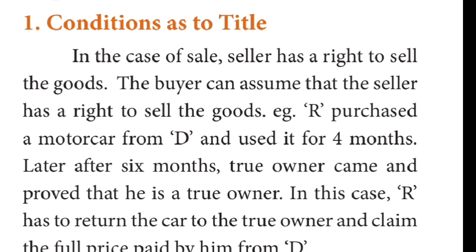First one, if you see, is condition as to title. Title in the sense of ownership. So when the seller has the right to sell a product and the buyer has the required amount of money to buy the product from the seller and both are getting into a contract, it is implied, it is understood that the sale is going to happen and the ownership is going to be transferred from one person to another.